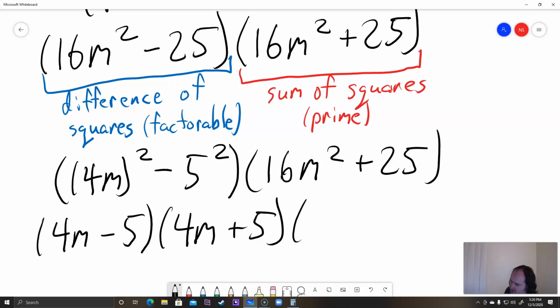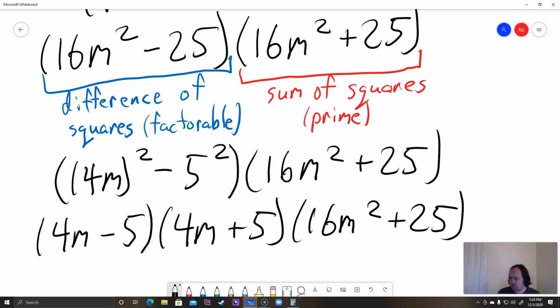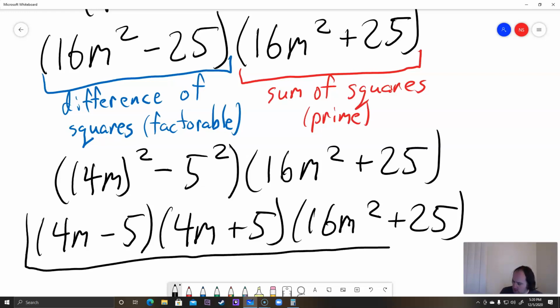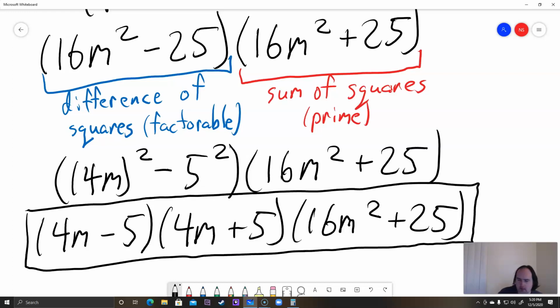Okay? And then we still have a 16m squared plus 25. So we have 4m minus 5 times 4m plus 5 times 16m squared plus 25. And that's our final answer. We can't factor these because they can't be written as something squared. And then we can't factor this one because it's a sum of squares. So we're finally done factoring it.